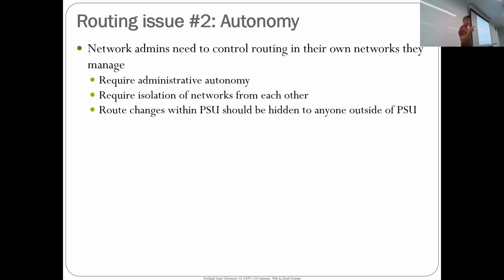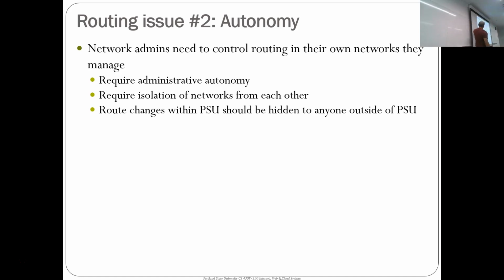The second issue is autonomy. Network administrators that own a certain subset of the network want to be able to control all of the routing that goes in and out of their infrastructure. So you want them to have administrative autonomy, right? Like if you're Comcast and you're building your network out, you don't want to have to deal with the AT&T next door also doing stuff. So you want to have a way to isolate your stuff from everyone else's.